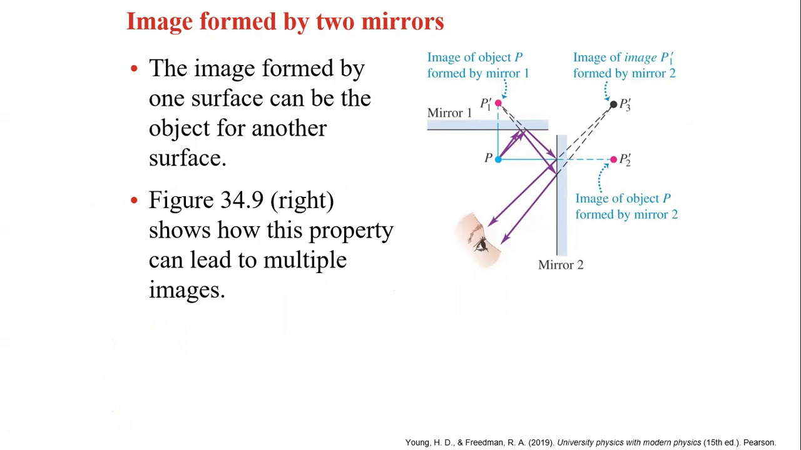In some scenarios, two mirrors perpendicular to each other can form an image. See here in the figure, light rays from an object reflect from mirror 1, and the reflected rays also hit mirror 2 and are reflected to the eye of the observer. So the image that the observer can see is at point 3. This is the image P prime formed by mirror 2. So that's one of our scenarios.